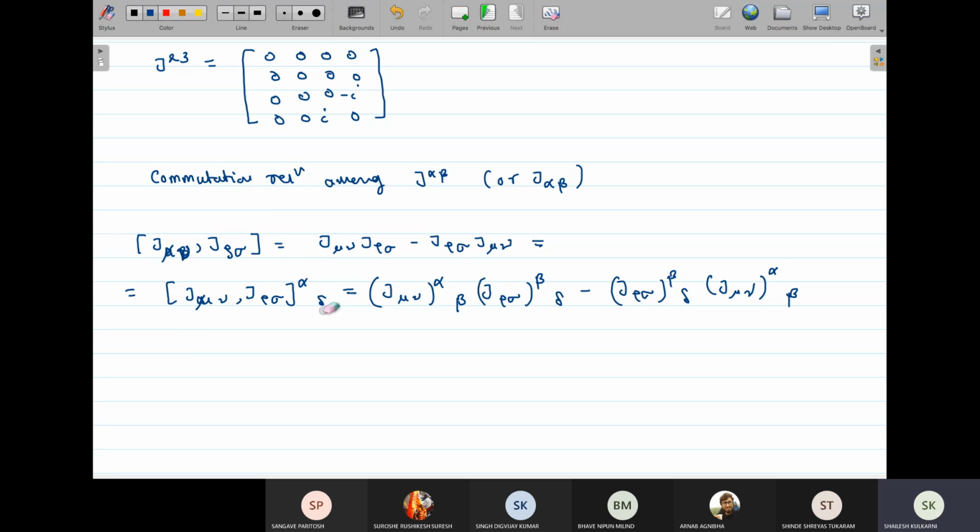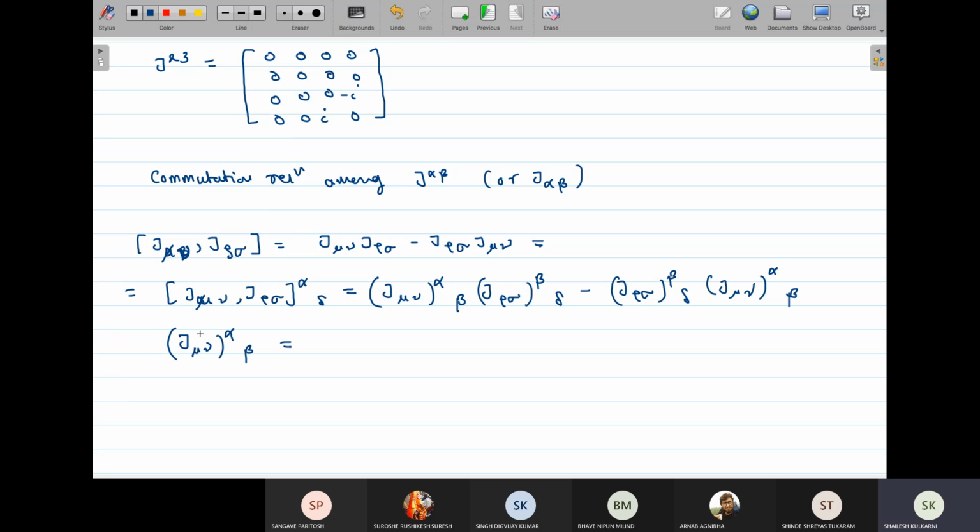Commutator of two 4x4 matrices will be a 4x4 matrix, right? So let us see. We know the explicit form of J mu nu alpha beta. You will substitute that and simplify. There is nothing much to do. You know J mu nu alpha beta. So J mu nu alpha beta is what?